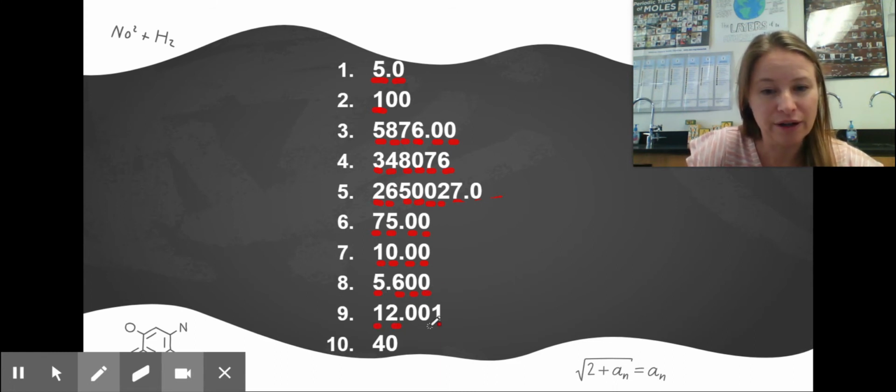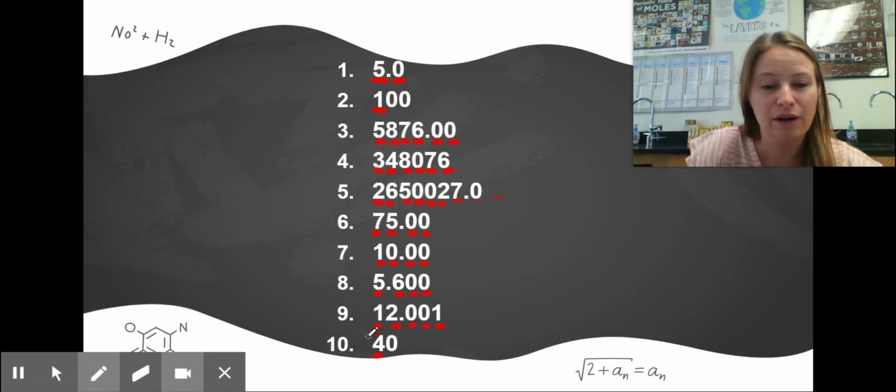And these are my non-zeros. These zeros are sandwiched in between. This one has 5 sig figs. And last but not least, this is non-zero. This is trailing, and it's not following a decimal, so it does not count. So number 10 only has 1 significant figure.